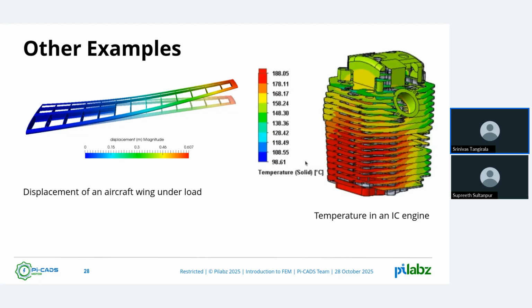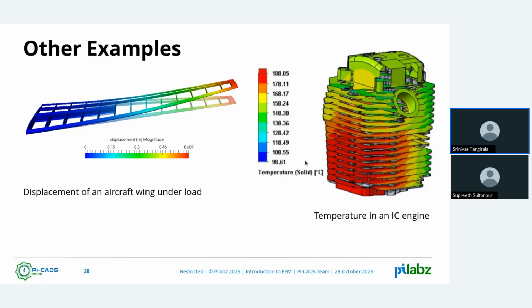This is an example depicting how the displacement happens. Obviously the red indicates maximum displacement, which is at the other end. The fixed end actually doesn't move. It's only 0 meters. And that is the aircraft wing.